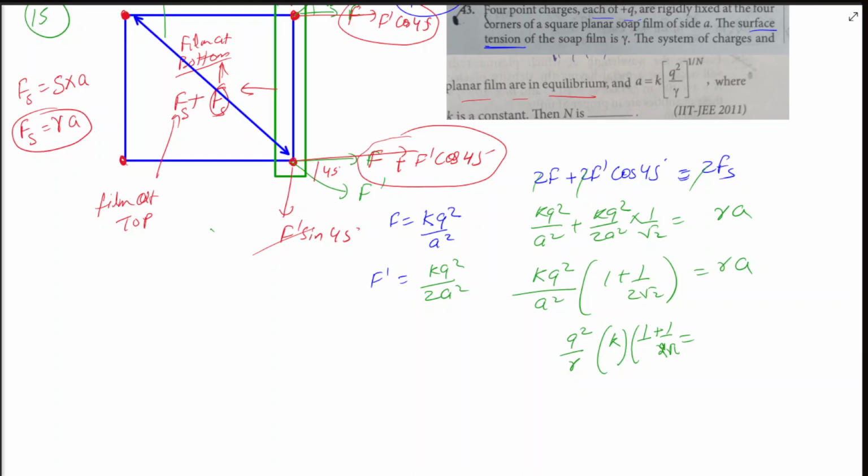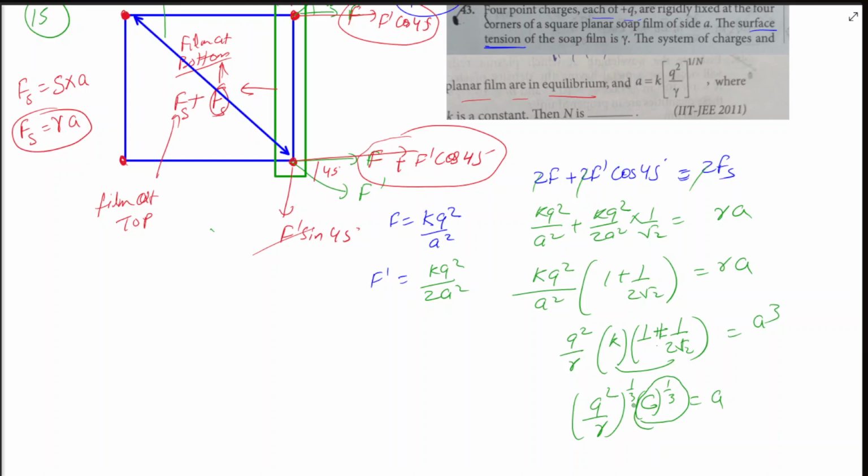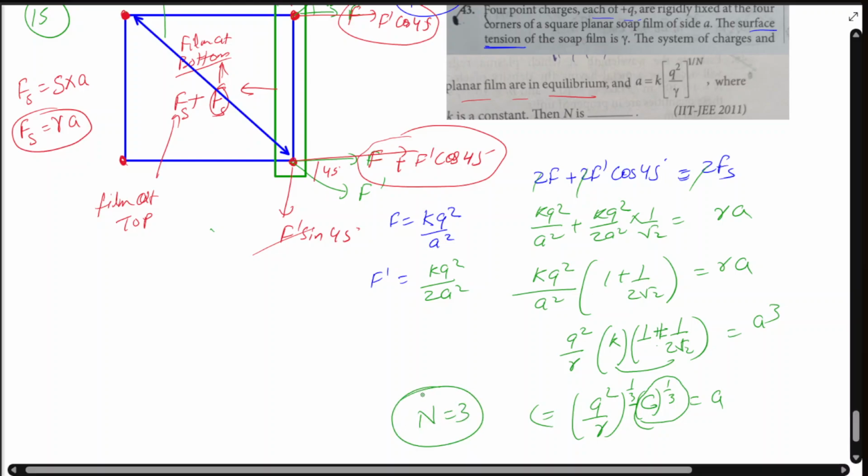Right? So it will be a cube. Now, if I take the cube root, this is all constant, I can write it as a constant c. This will be (q square by gamma) to the power 1 by 3, and this will also be to the power 1 by 3. So this is some other constant. So n will come out to be, if I compare, 3. Right? So the answer will be 3.